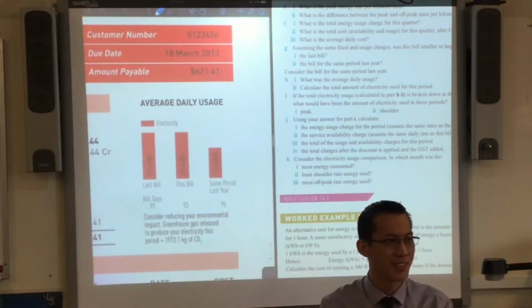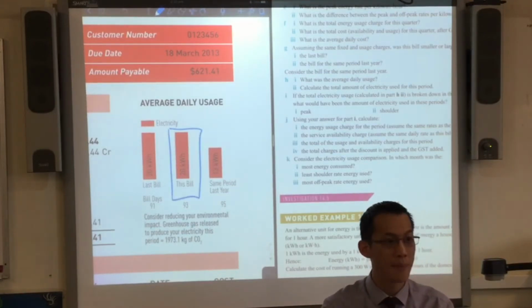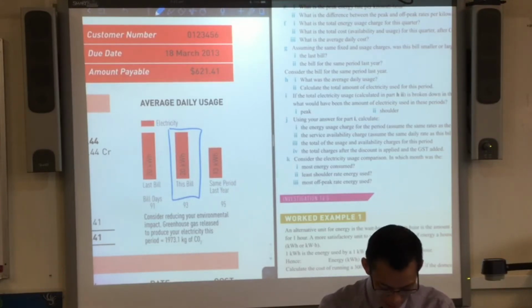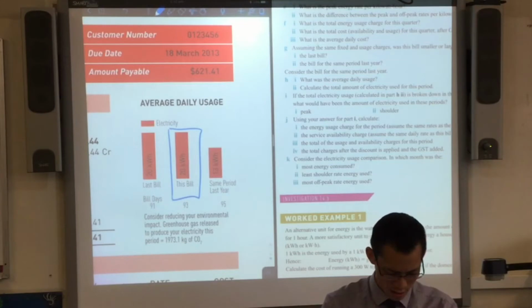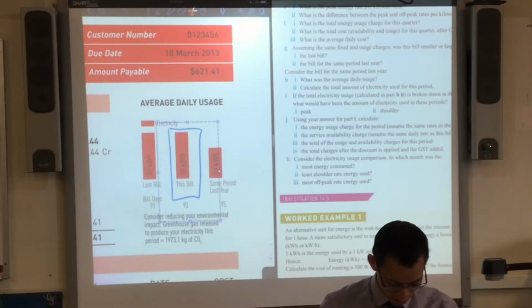I'd suggest this component here. We already noticed that this part tells us about what happened this time, but we're interested in the same period last year. So which other column is that? It's the one on the right, isn't it? Okay, so I'm just going to do that.